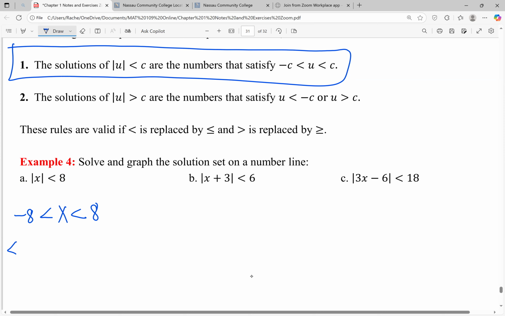And if we were to put this on a number line, here's 8 and negative 8, my solution set is going to go from negative 8 to positive 8, and it's going to be everything in between, but not including 8 and negative 8. So every single number in between negative 8 and 8 has an absolute value that's less than 8. And if I want to write this in interval notation, we would write negative 8 to positive 8, not inclusive. So open parentheses.